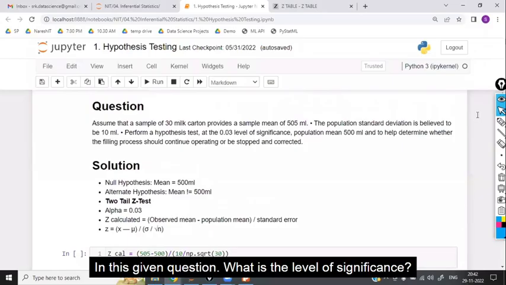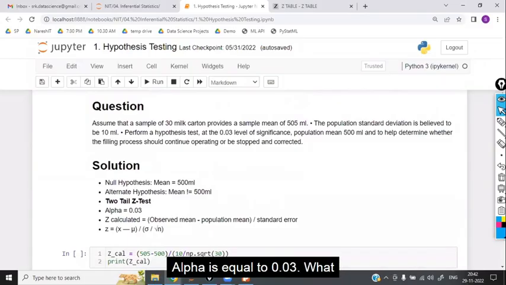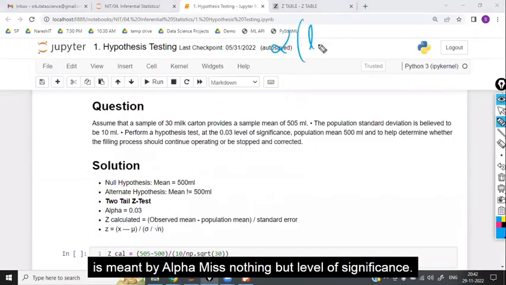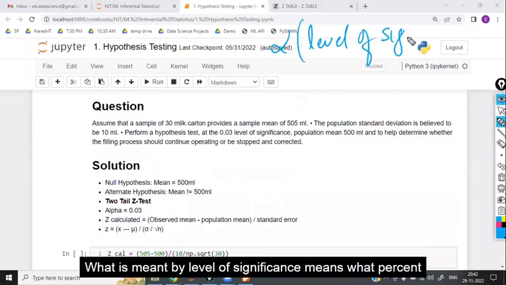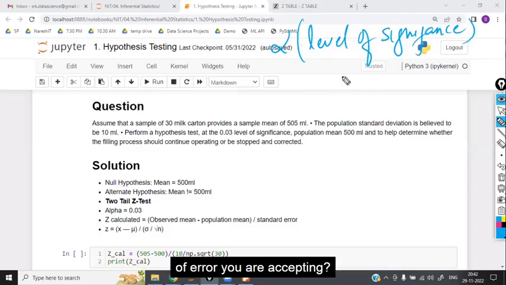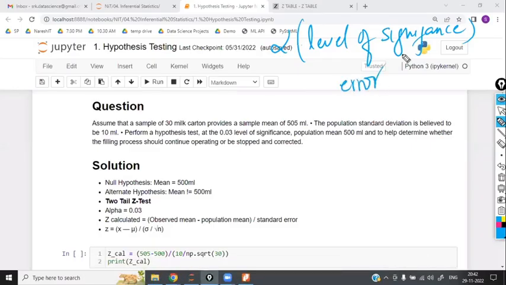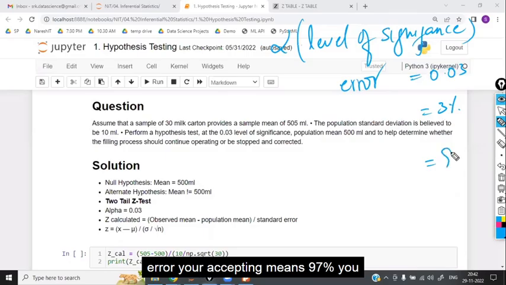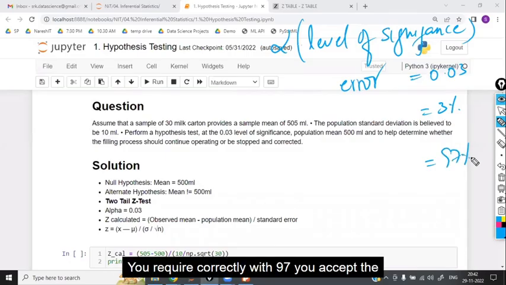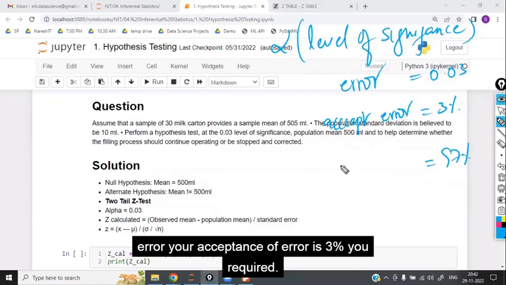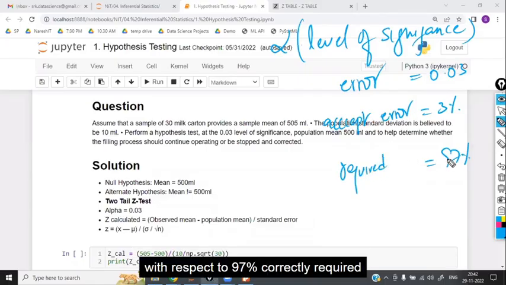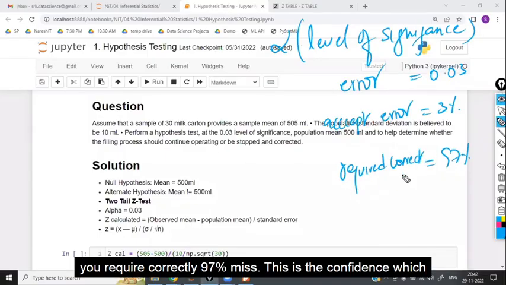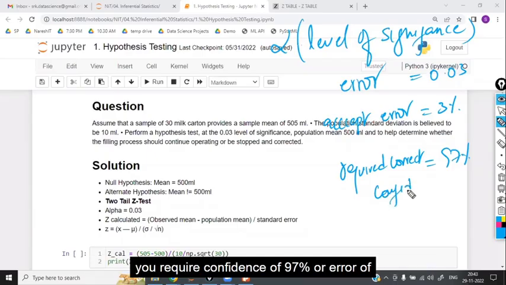In this given question, what is the level of significance? Alpha is equal to 0.03. Alpha means nothing but the level of significance. Level of significance means what percent of error you are accepting. 0.03 means you are accepting 3% error, which means you want 97% correct. This 97% is the confidence you require. Confidence of 97% or error of 3%, both are the same.